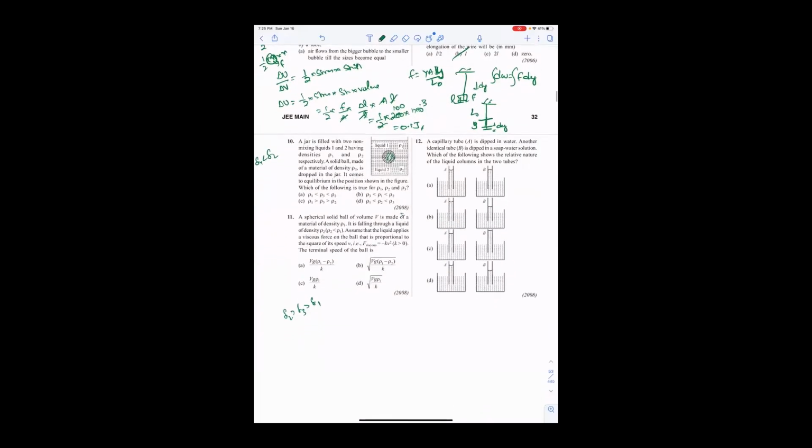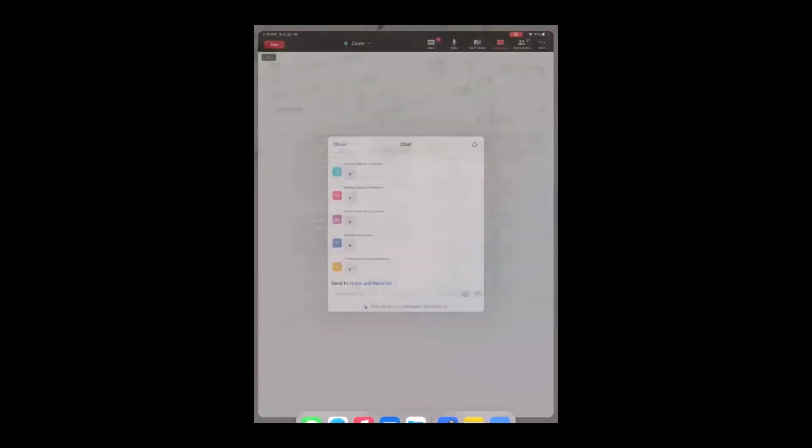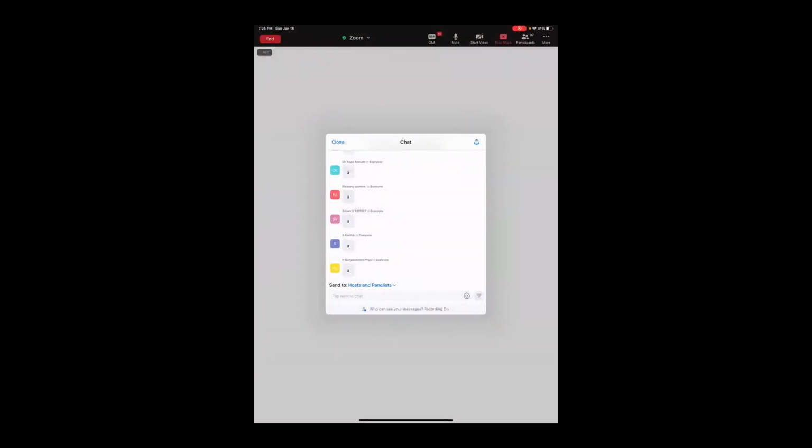11th one. A spherical ball. Let us see who all got it: Karthik, Priya, Ashwin, Jaswin, Kapil, Harshvardhan. Oh, many of you got it right. Nice one.